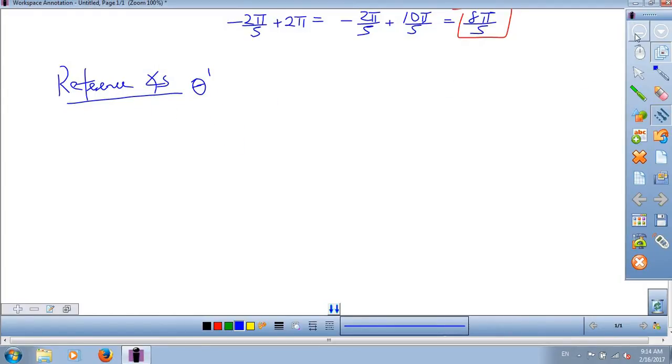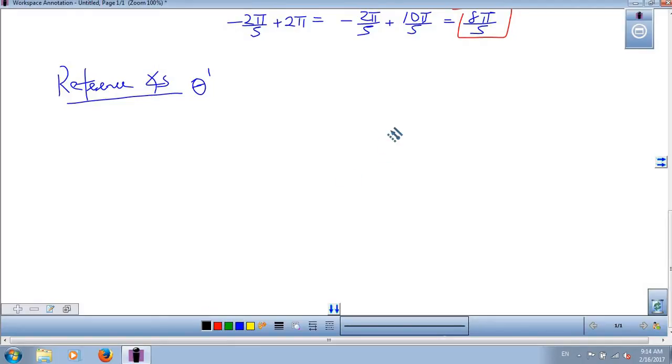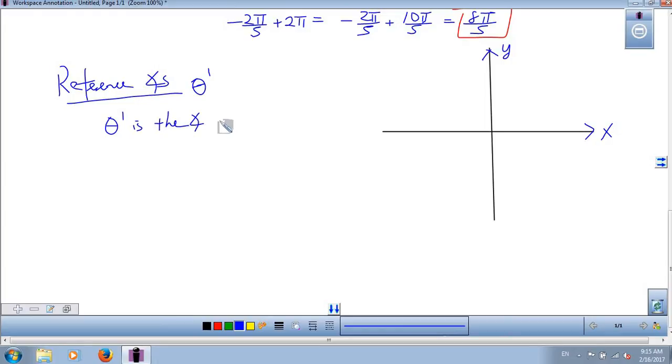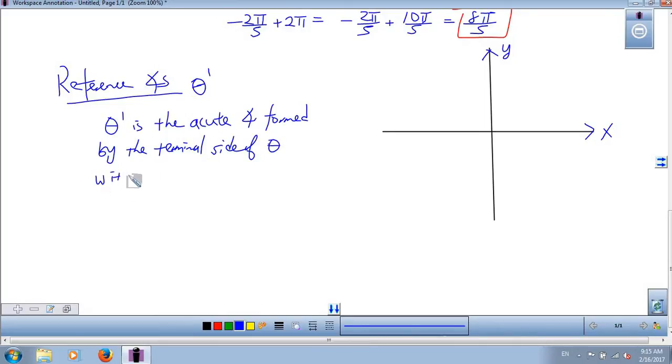Now I'll give you a definition in a minute, but let's go ahead and take a look at the coordinate plane again. So we have the positive x-axis, always label it, and the positive y-axis, always label it like that. The reference angle theta prime is the acute angle formed by the terminal side of theta with the closest x-axis.